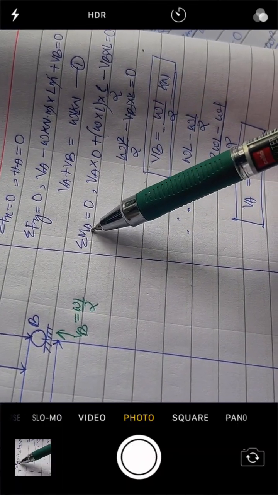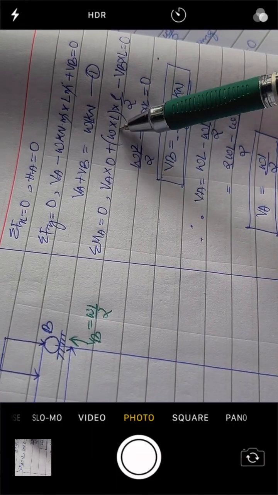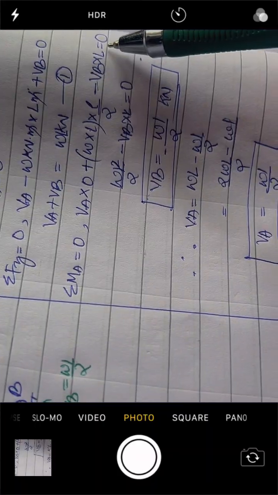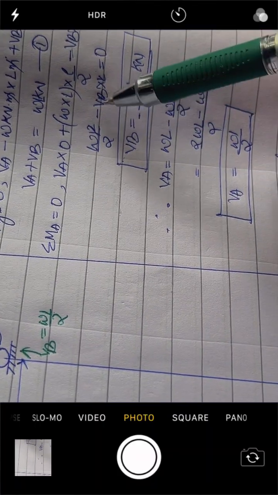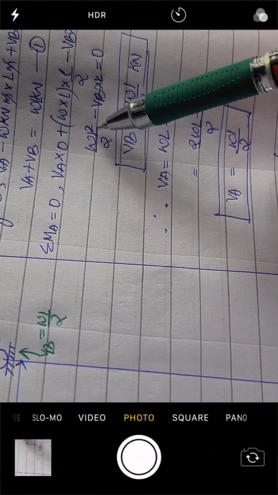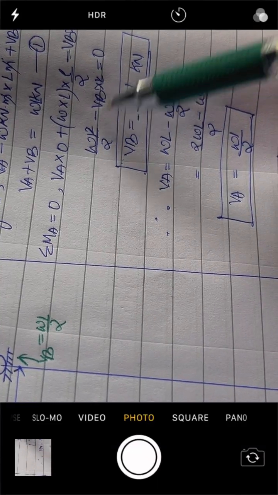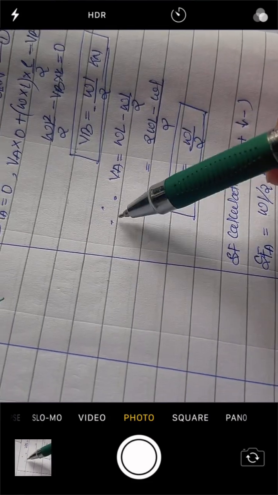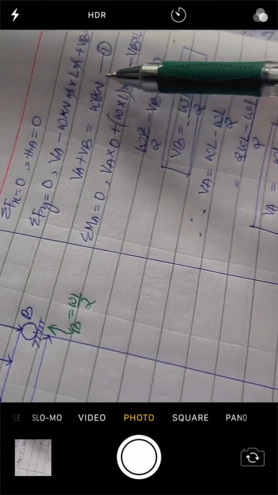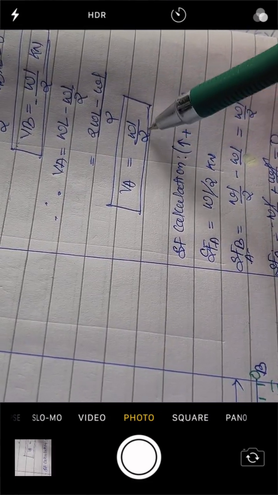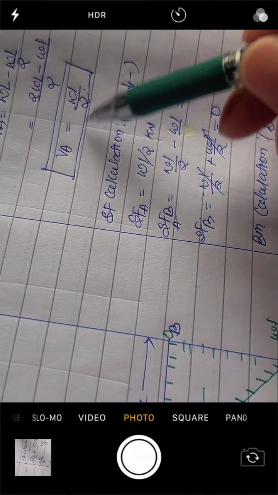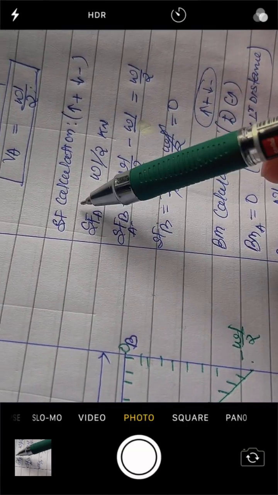Now the summation of moment about A equals 0: VA into 0 plus W into L into L by 2, since it is acting at L by 2, minus VB into L equals 0. Now from here, if we solve, WL squared by 2 minus VB into L, one L and one L get cancelled, so we're left with VB equals WL by 2 kilonewton. Now we'll substitute this VB value into equation 1, and from there we'll get VA equals WL by 2.